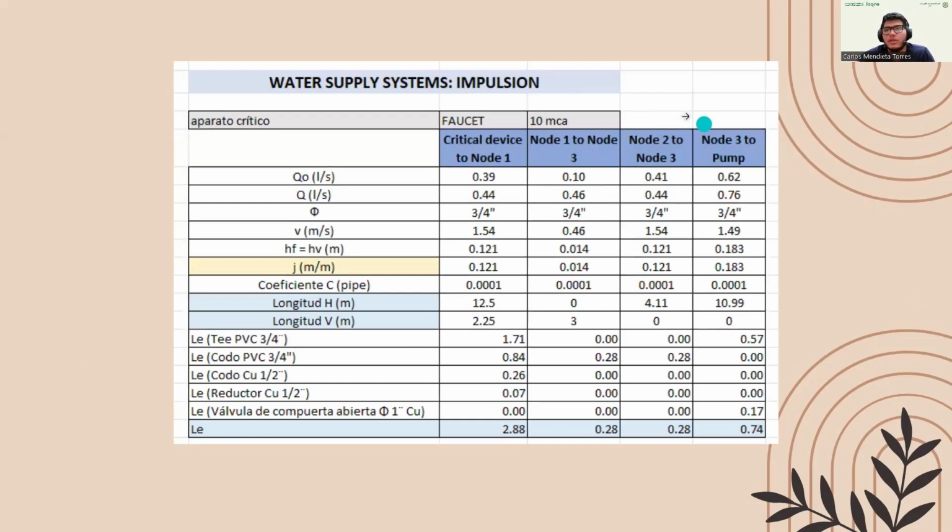Then we get to the impulsion. We need to determine a critical device, that is a shower on the second floor, and divide the system in sections: a critical device to node 1, node 1 to node 3, node 2 to node 3, and node 3 to the pump. We have the previously stated information based on our design, and we have to calculate the losses for each individual section with every device that they have. We use T's, we use angles, and we use reductions, as we can see here. These values change based on the number of devices in each section.